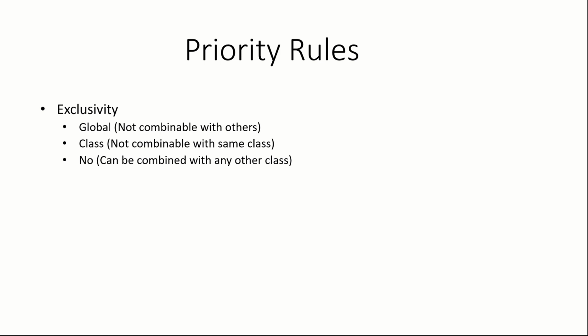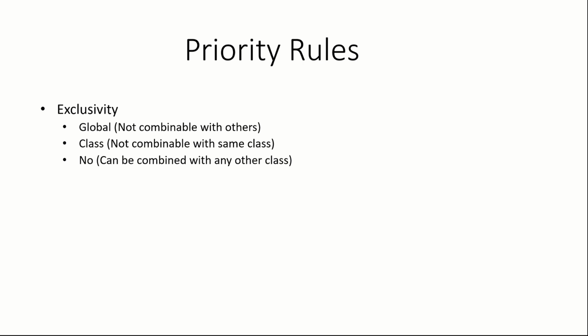And the third type of exclusivity is none. That means the promotion can be combined with any other promotion. So if we go again with the same example, if we have the product level promotion applied to the cart with exclusivity none, that means we can apply any other promotion, be it product, order, or shipping level.